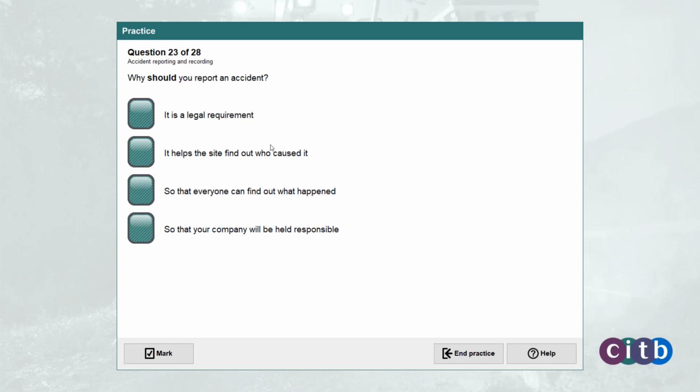Why should you report an accident? It is a legal requirement. It helps the site find out who caused it, so that everyone can find out what happened, so that your company will be held responsible.